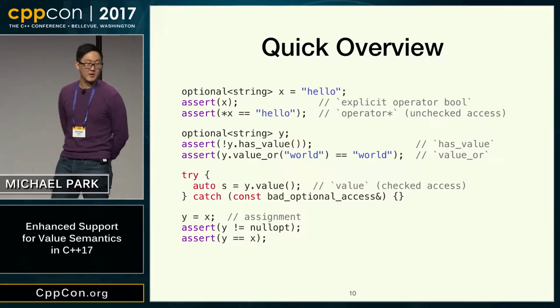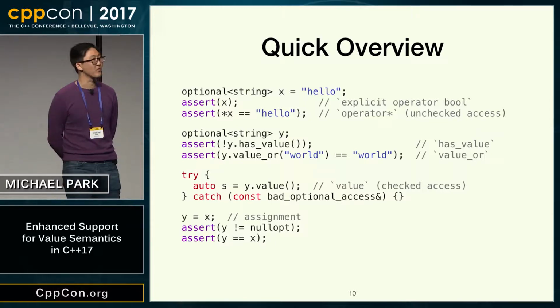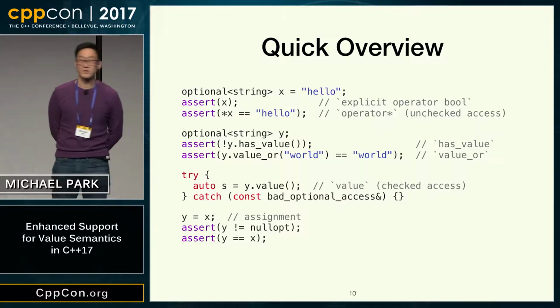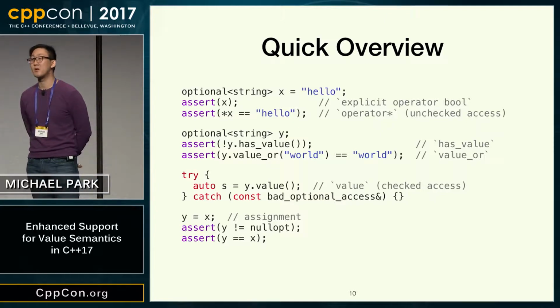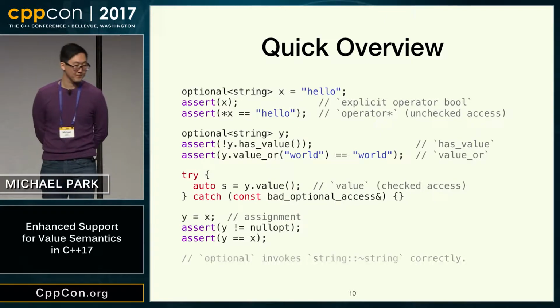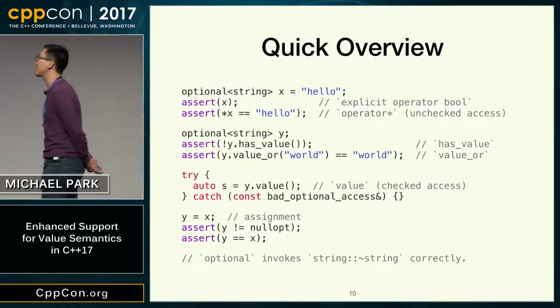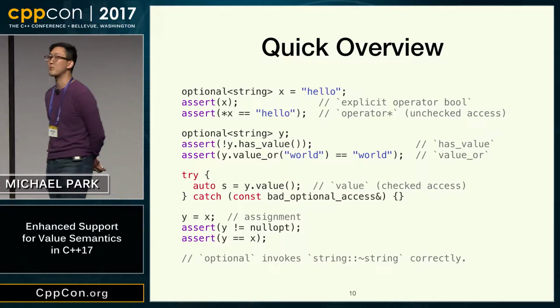So if you assign x into y, then we're performing a deep copy assignment, and y holds a value now, and it's going to hold the same value as x. And the comparison will also be deep as well. And most importantly, automatic lifetime we talked about, and optional knows how to destruct the string properly.